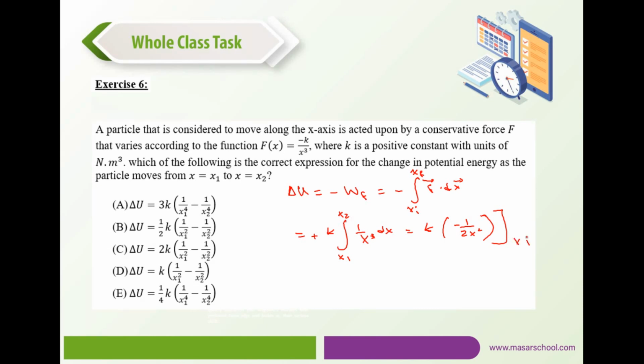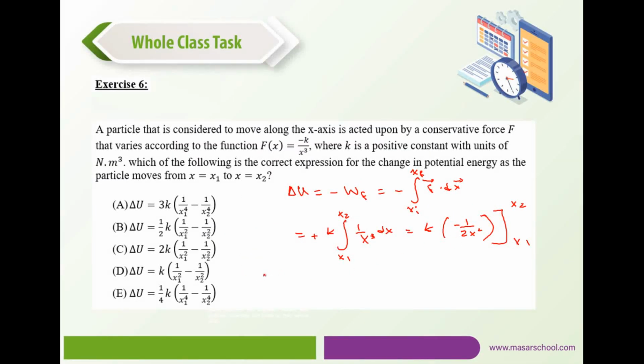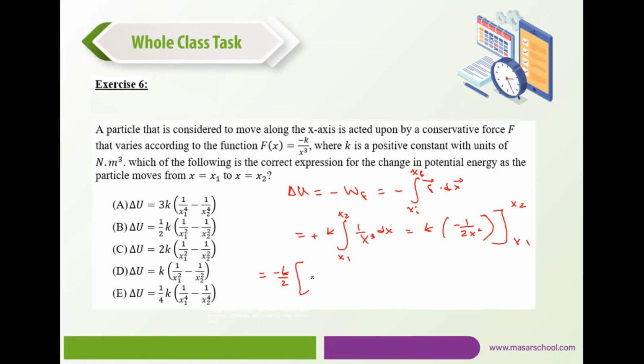computed between two values x1 and x2. Now k and minus 1 over 2 can be dragged out as a factor, and we're computing the expression 1 over x squared between x2 and x1. That would be 1 over x2 squared minus 1 over x1 squared.